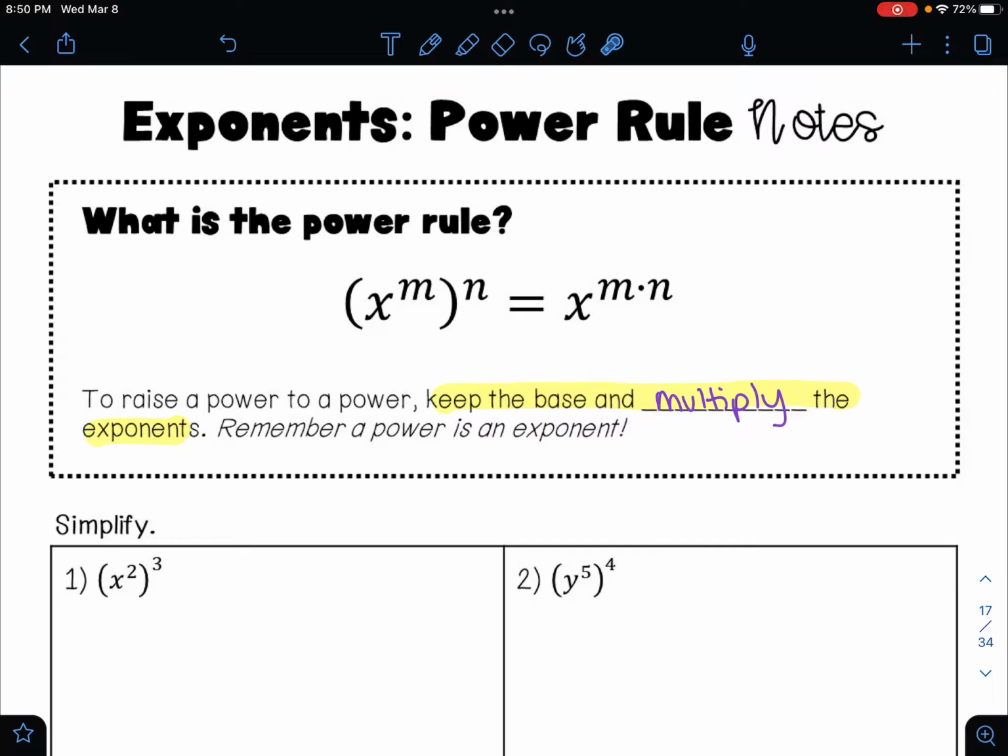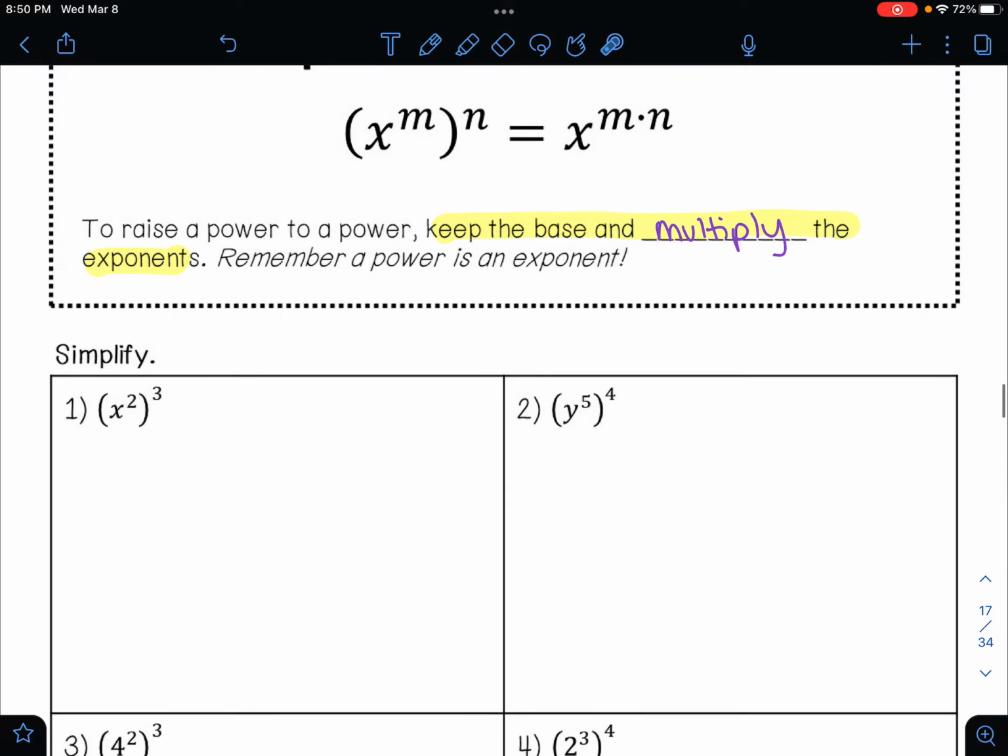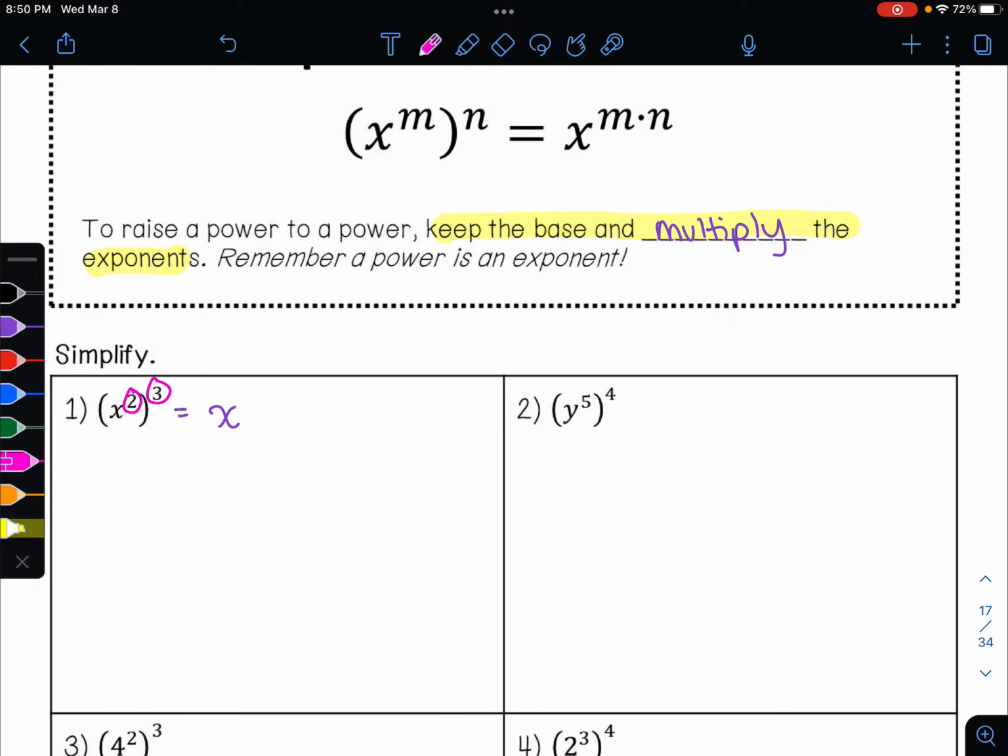It's called the power rule because a power is just an exponent. So raising a term with an exponent to another exponent. If we look at this first example, my base is x, and I want to multiply my exponents of 2 and 3. 2 times 3 is 6. So my answer is going to be x raised to the 6th power.